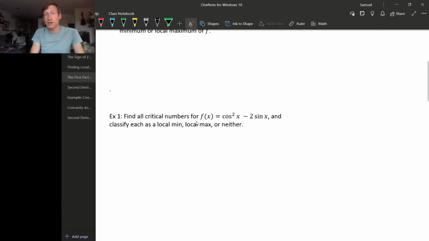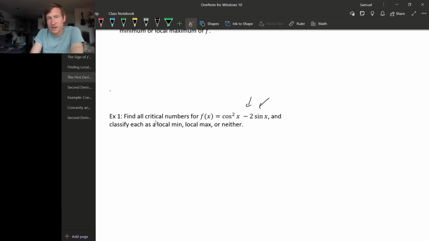So let's find all critical numbers for this function, cosine squared x minus 2 sine x, and classify each one of these critical numbers as a local minimum, a local maximum, or neither. Now, one thing to notice about this function is it's periodic with period 2 pi, so we only really need to figure things out on the interval from 0 to 2 pi, because outside of that interval, it's just going to start repeating itself.